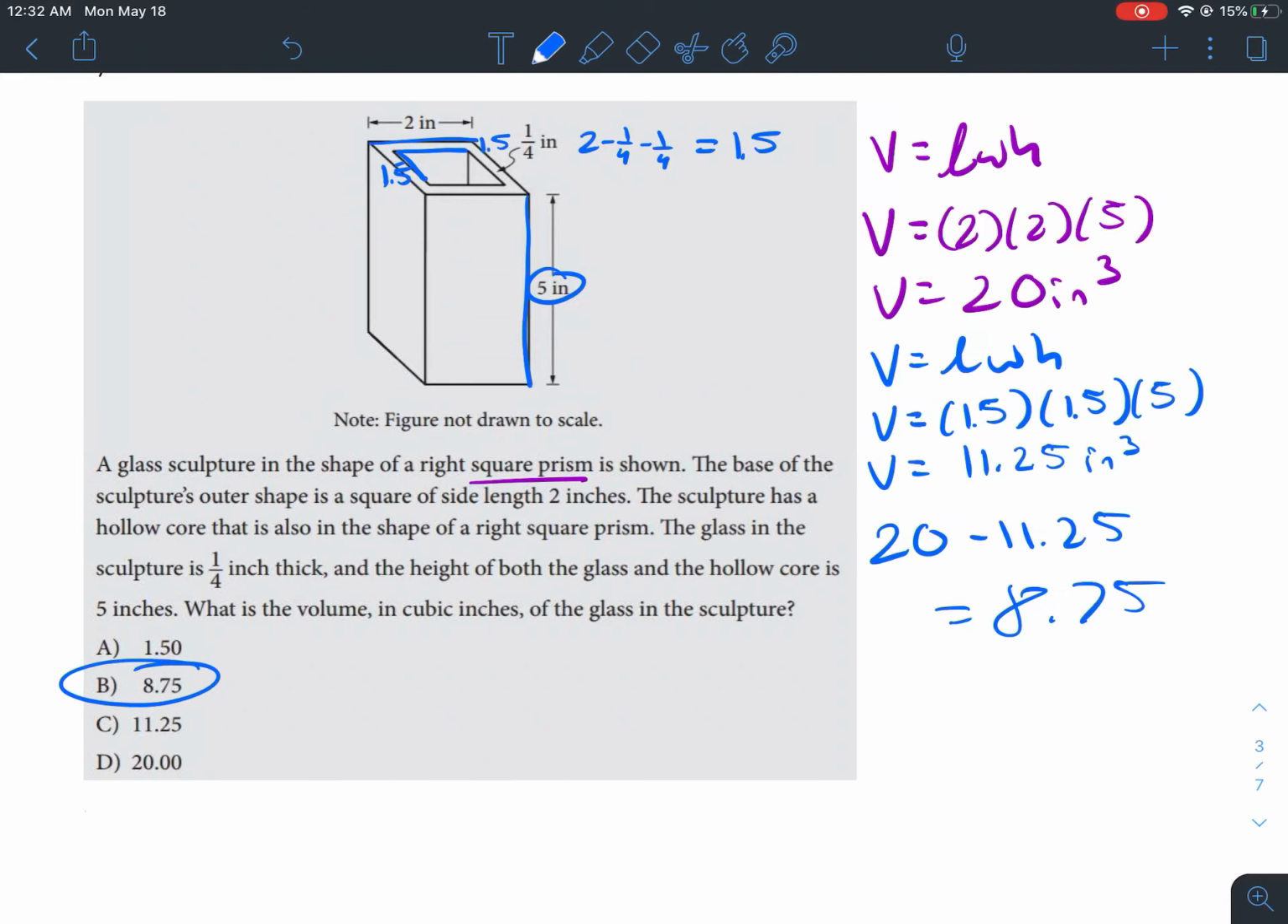Now, one thing I want to point out, one thing the SAT always does is if it's a multi-step answer, most of the time they have the answers to the previous steps in there, right? We calculated 20. Well, 20 is an answer there. We calculated 11.25. Well, that's also an answer. But neither of those were the answer they were looking for. So just make sure you're very careful with that.